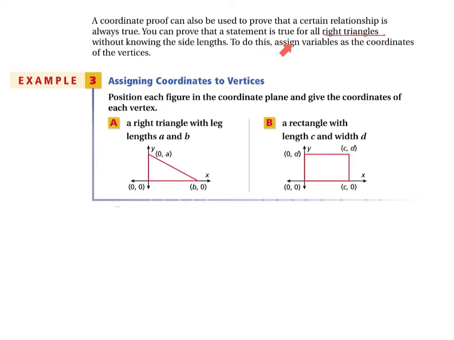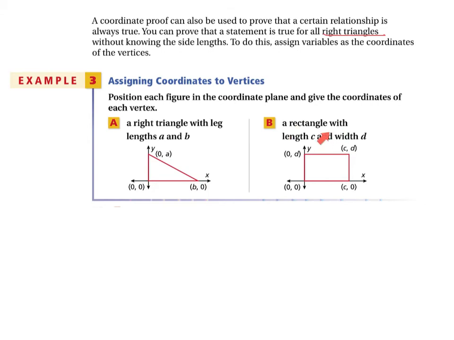To do this, assign your own variables as the coordinates of the vertices. So example 3. Position each figure in the coordinate plane and give the coordinates of each vertex. So for example, a right triangle with leg lengths A and B. We could put it at 0, 0. We can put it wherever we want. So here, 0, 0. We know it's a right triangle, so that's why we put it with the axes here. So 0A would be length of A, and B0 would be a length of B.